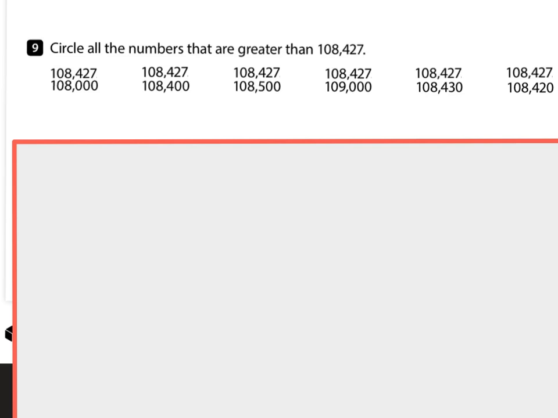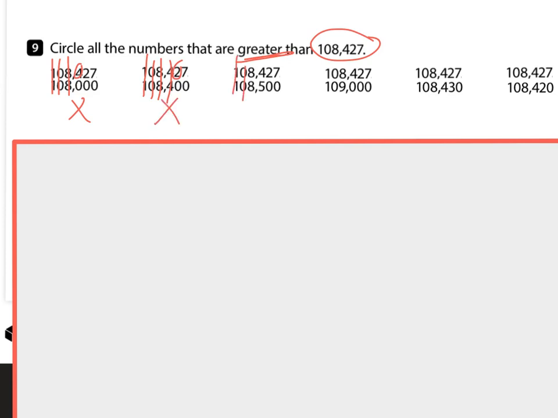So let's look at the 100,000s are the same, 10,000s, thousands. The 4 is greater. So we're looking for numbers that are greater than 108,427. This will not work. All right, 100,000 same, 10,000s, thousands, hundreds. The 2 is larger than the 0 in the tens place. This one will not work.